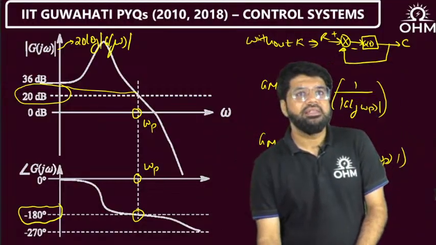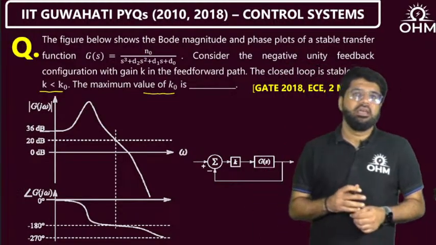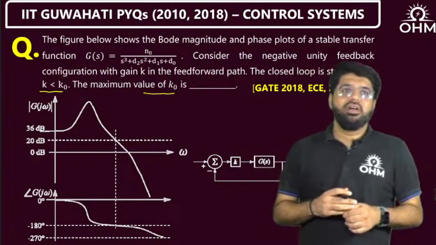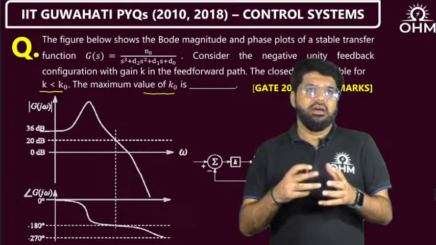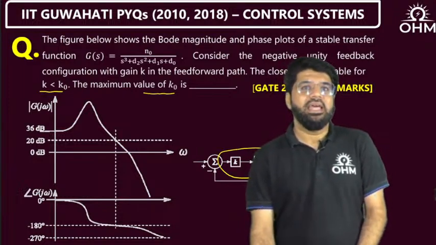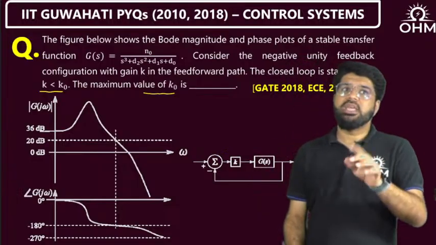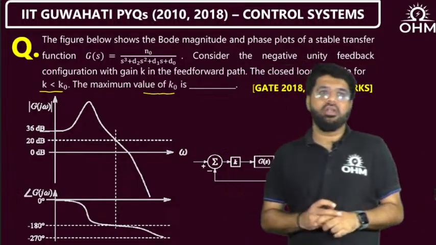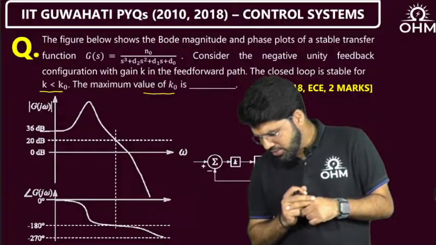Now what they have done is connect the system with a gain K in the feed forward path. Then they say the closed loop system is now stable for some value of K less than K naught. What is that value of K naught? The maximum value of K naught.